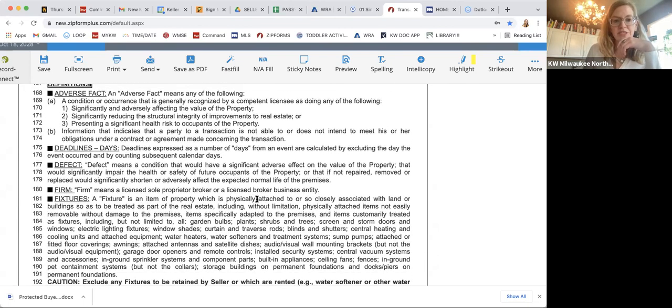Or B, information that indicates that a party to a transaction is not able to or does not intend to meet his or her obligations under a contract or agreement made concerning the transaction. So this is beyond those physical elements of the structure of the property. If you are in a transaction and you hear that a party is not intending to close, that must be disclosed.